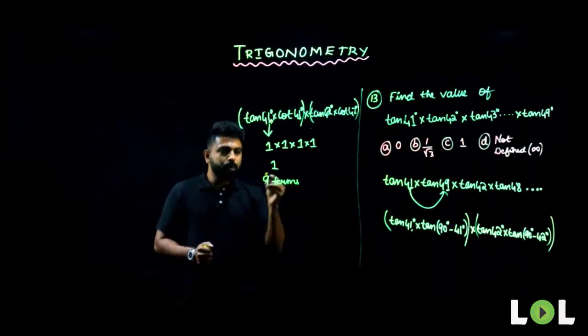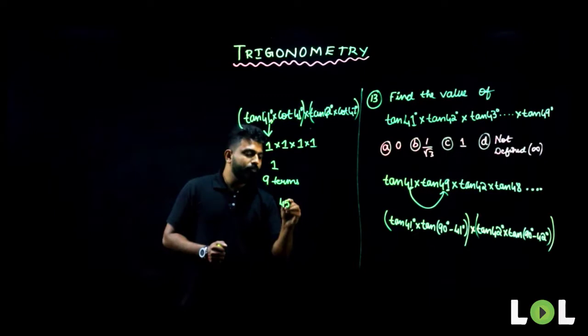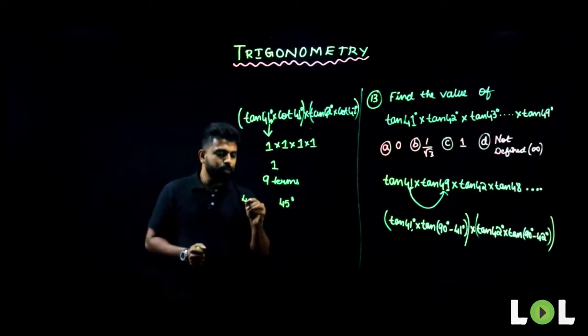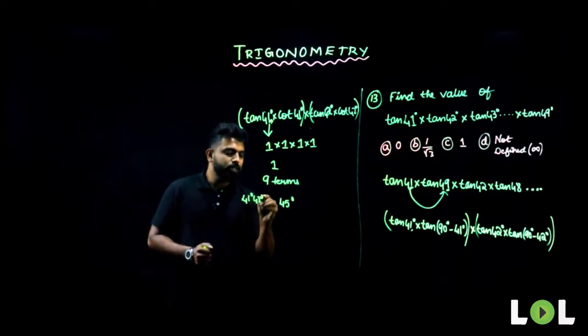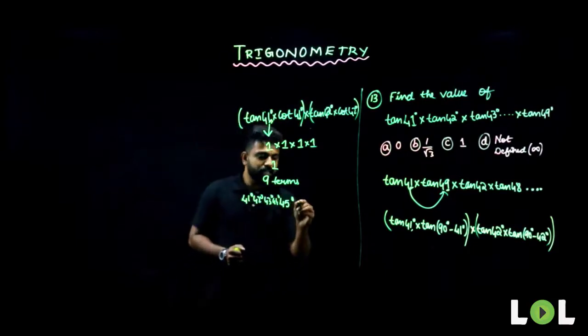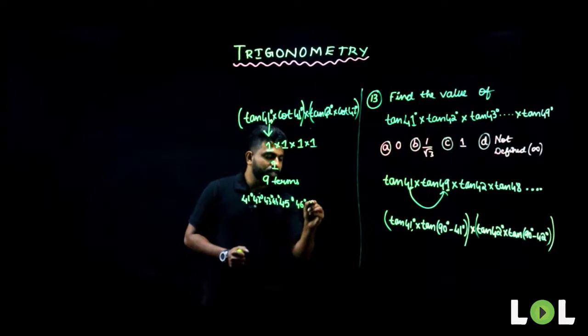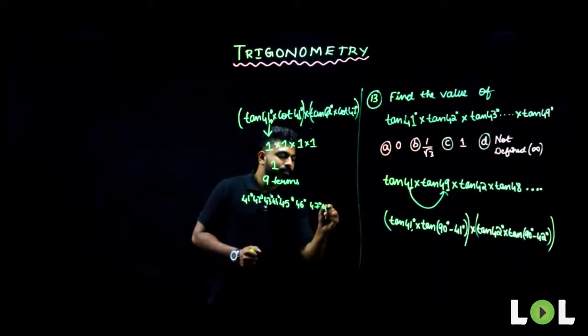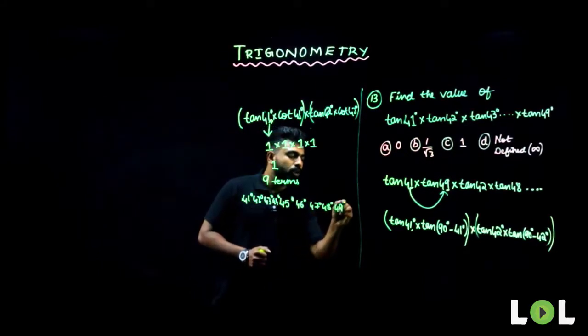And which is the middle term here? Middle term will be 45 degrees. There will be 41, 42, 43, 44 degrees, and the middle term will be 45 degrees. So after 45 there will be 46, 47, 48 and 49 degrees.